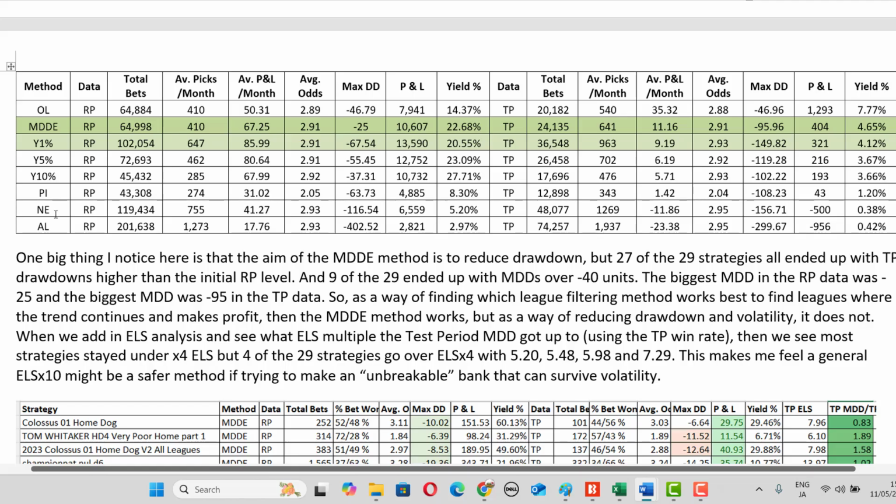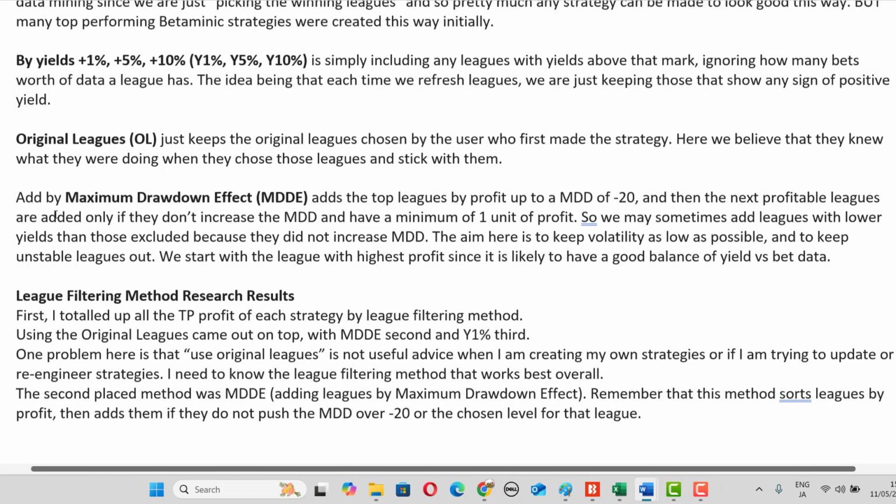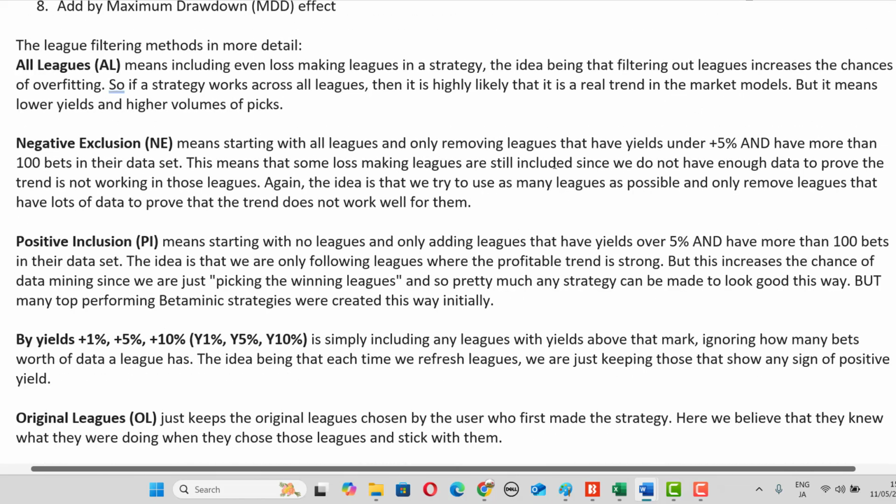And if you're familiar with what the negative exclusion method is, negative exclusion is when we start with all leagues and we only remove the leagues that have yields under 5% and have more than 100 bets in their data set. That means we're only removing leagues that have enough bets to prove they don't work, which means we could still be using a lot of losing leagues just because they have less than 100 bets in their data set. The reason for this is we don't want to accidentally remove leagues that do work for this trend just because they're making a loss with a small amount of data. We want enough data to really prove they don't work.